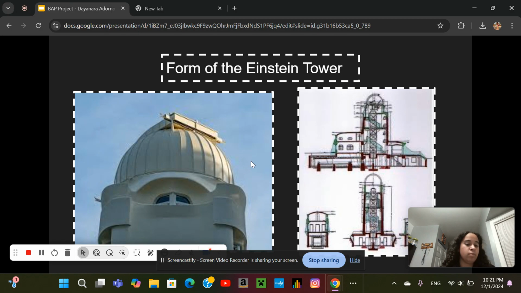This combination of form and function, with the building's structure complementing its scientific purpose, is what makes the Einstein Tower a groundbreaking piece of modern architecture.